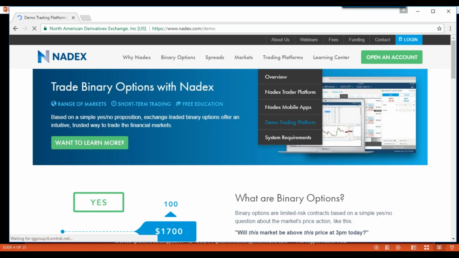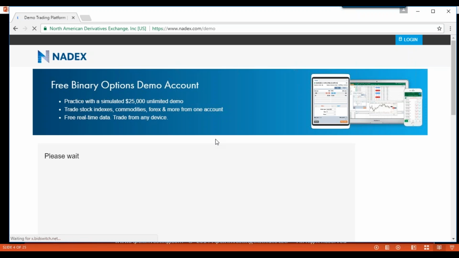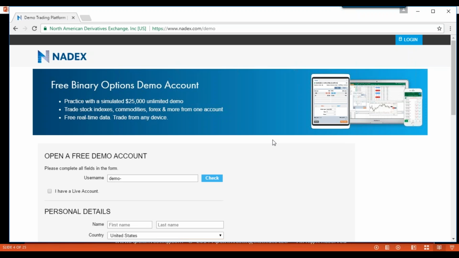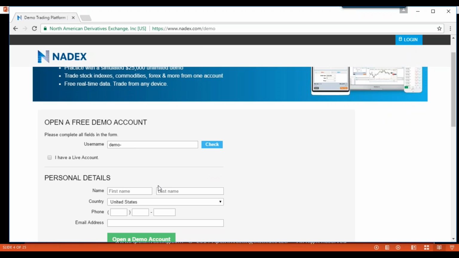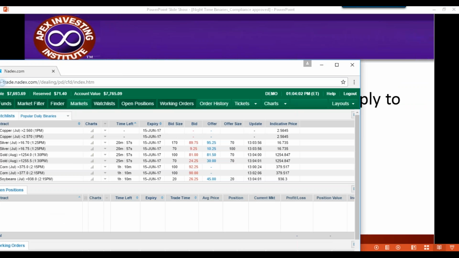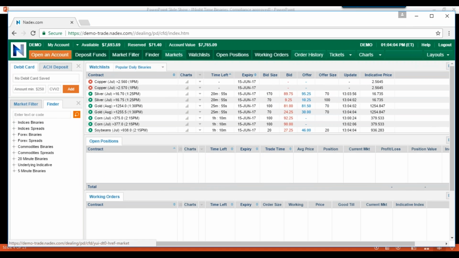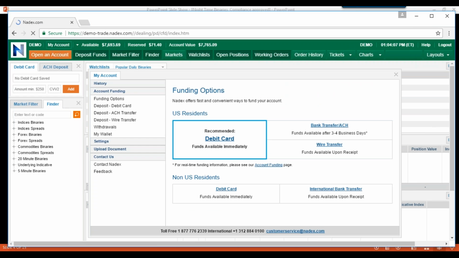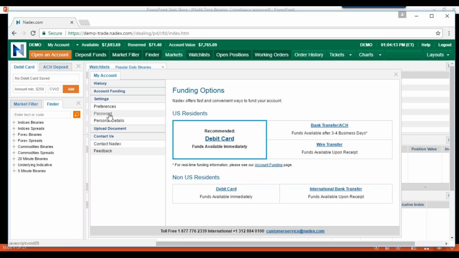If any of you are brand new and do not have a demo account, or even if you're not new, even if you have a live account and you've been trading live at Nadex for a while, Nadex will give you a free $25,000 simulated demo account. All you've got to do is select a username, fill out some quick information, and hit submit, and in just a few moments you will get an email from Nadex with a temporary password. You'll be able to log right into a demo account. Once you do that, you can go right up here to My Account, go to Settings and Password, and you can change that temporary password to a password of your choice, easy to remember.